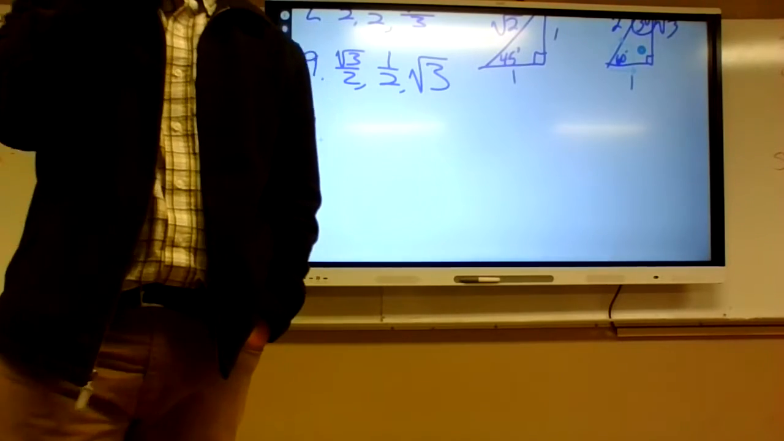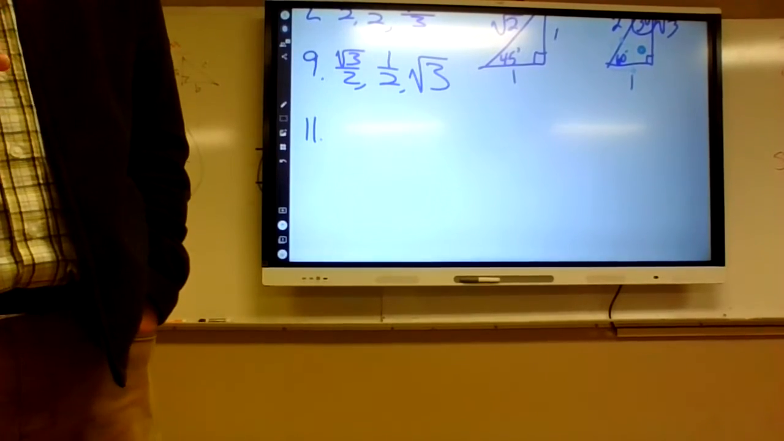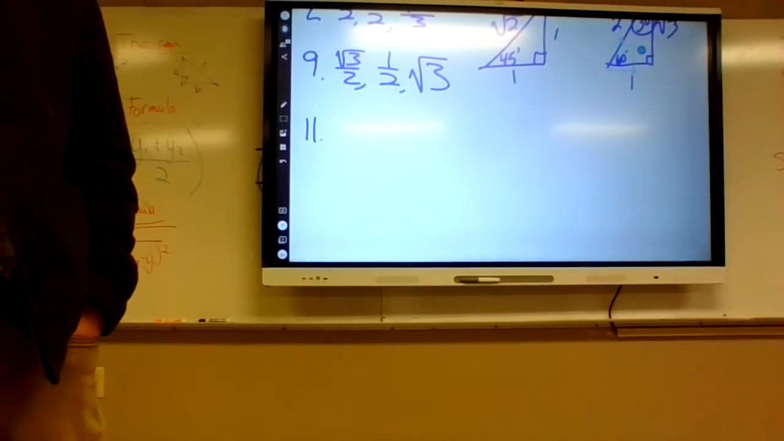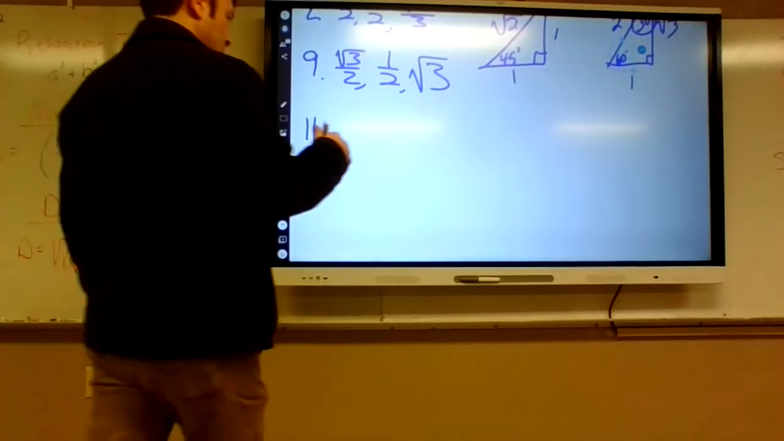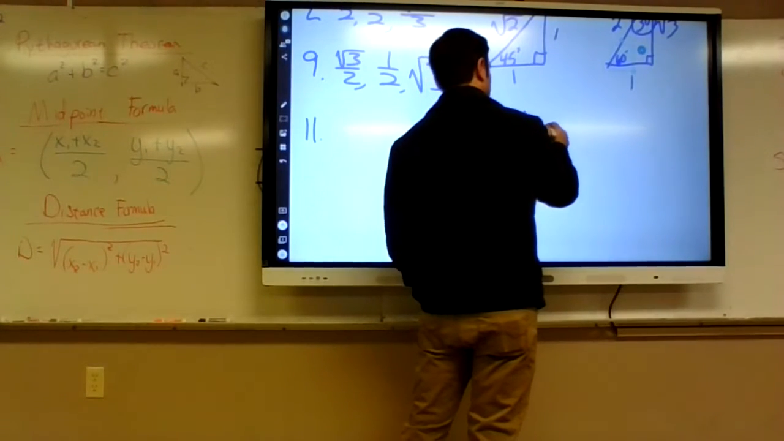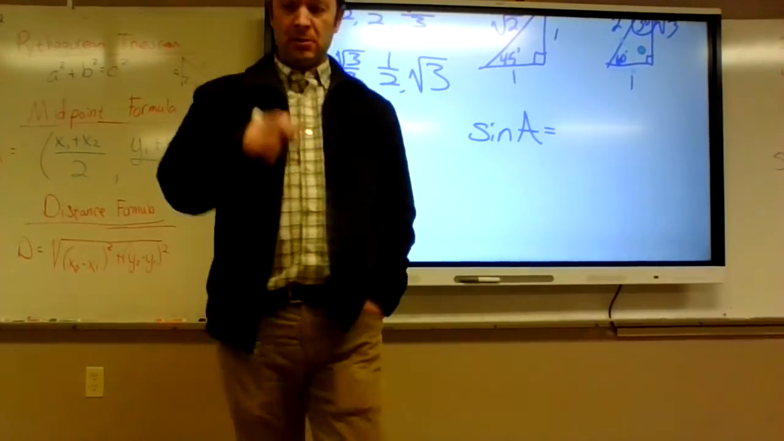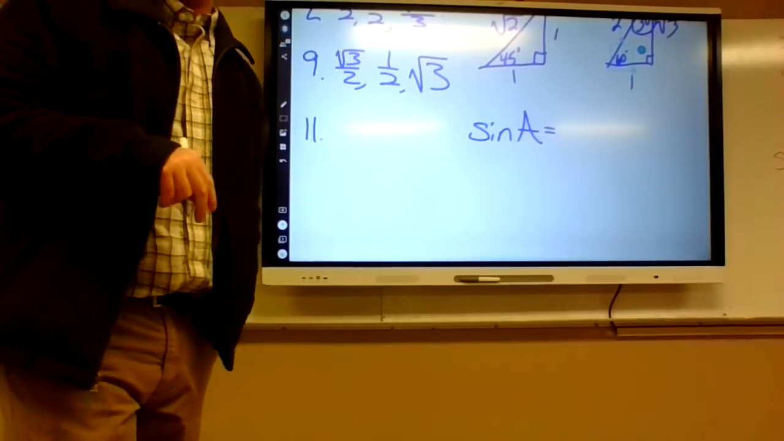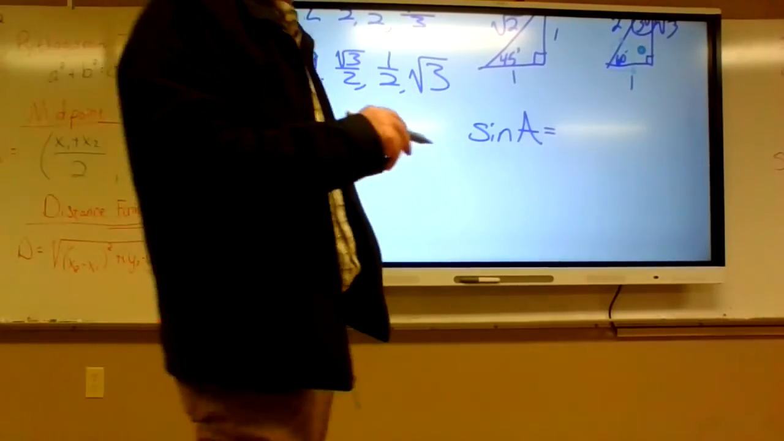Okay, number 11, sine of 8. Use the calculator to find the measure of each angle to the nearest degree. What does to the nearest degree mean? Means round to what place? No, the ones place. The nearest 1 degree. So rounding to the ones place. 0.7314.